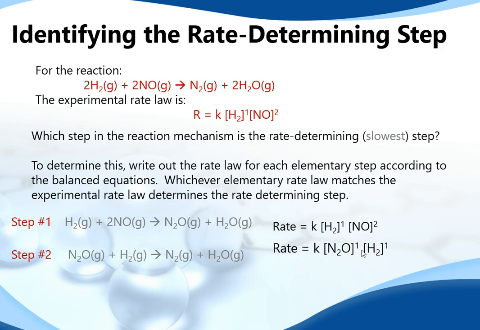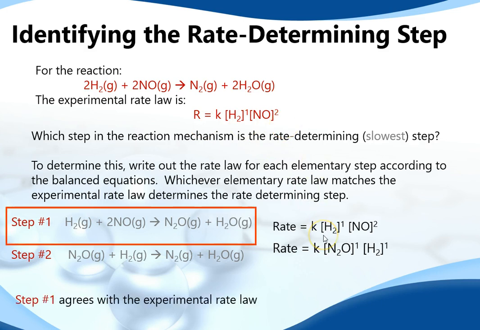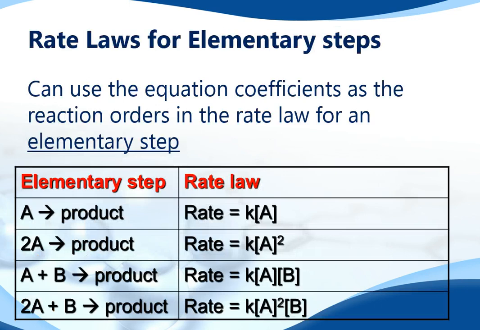So in this case, and this kind of contradicts what I said earlier about coefficients not matching up with orders, they do match up in an elementary step because there's no step that's more basic than this step within this mechanism. So whatever the coefficients are will be the orders of those substances in those rate laws. So here's the rate law for step 1, rate law for step 2. One of these should match up with the experimental rate law, and we'll see that this first one does right there. So what that tells us is, since this rate law is the same as the rate law that we get experimentally, this first step right here must be the rate determining step. It must be the slow step of the two.